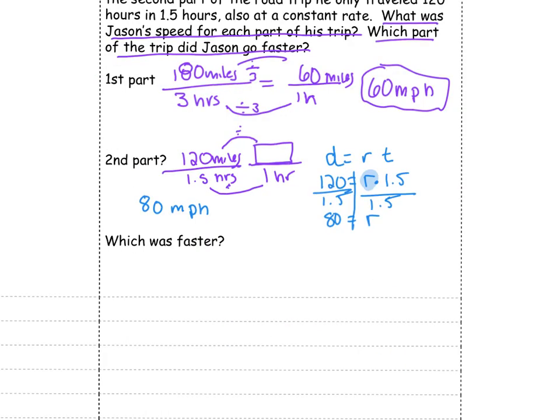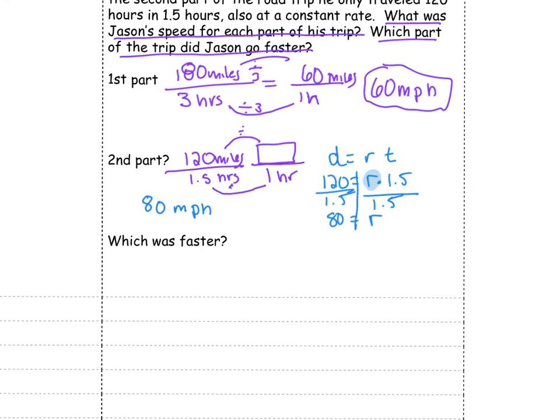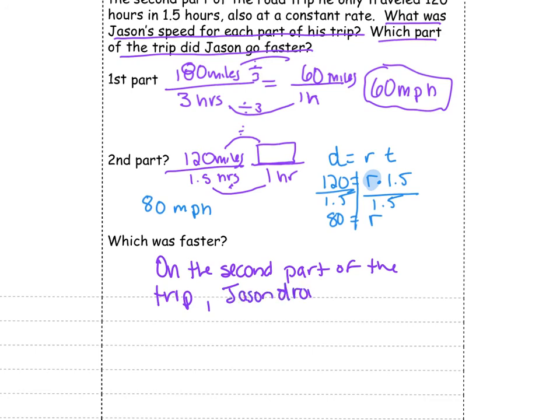So, to answer the question, I would say on the second part of the trip, Jason drove 20 miles per hour faster than the first part.